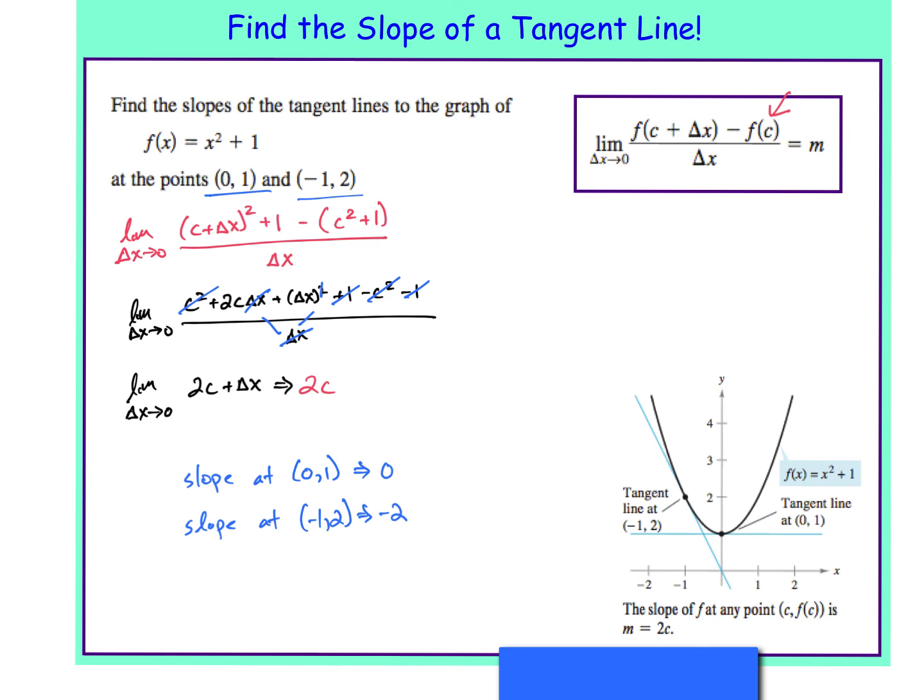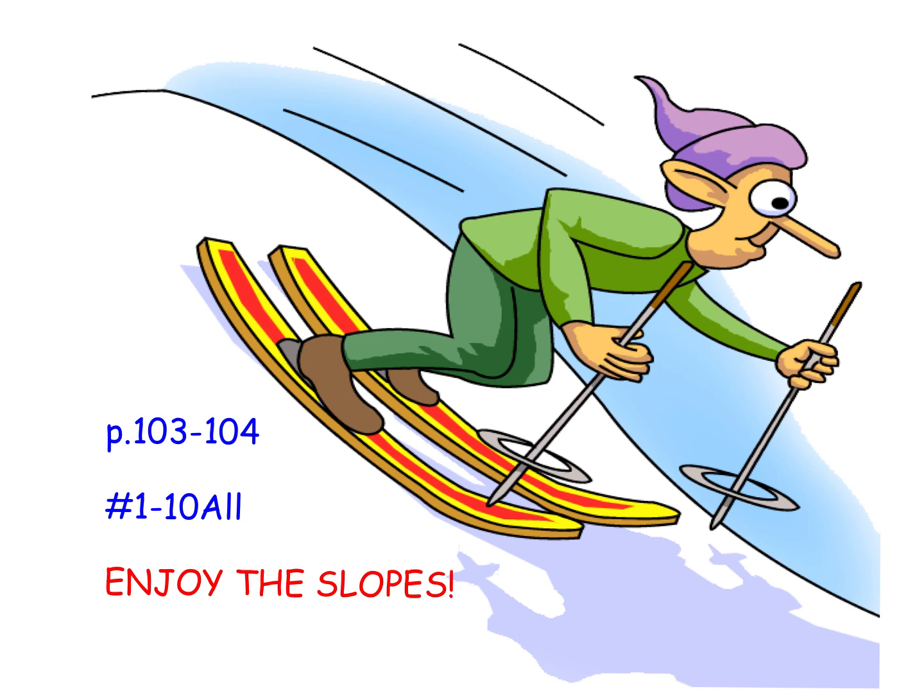At negative 1, I have a negative 2 slope. What if I wanted it at 3? What would be my slope at x equals 3? It'd be 6. Isn't that pretty powerful? All right, so there's my equation of my slope for my tangent lines. And then I keep going, 1 through 10.